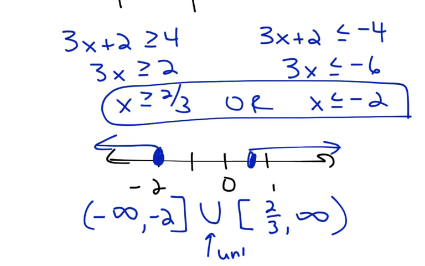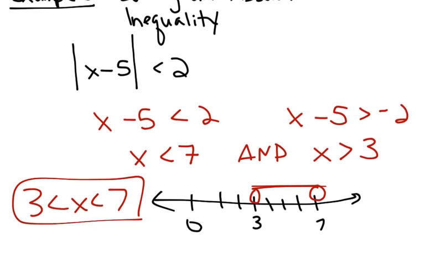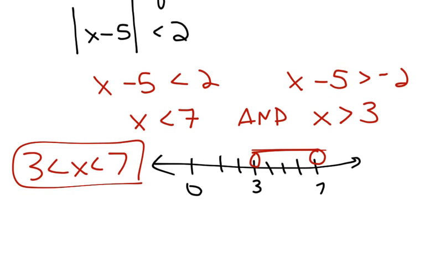Union is for your OR statements. If I were to go back to the previous problem, and I wanted to write that in interval notation, I would have written it as 3, 7, or you could have also written it as, well, no, because you can't write it that way. No, I guess we could have.